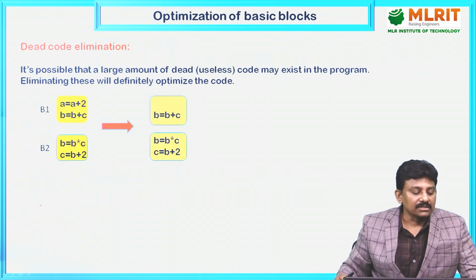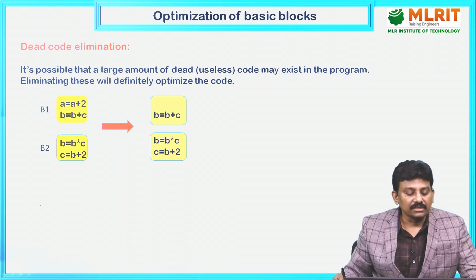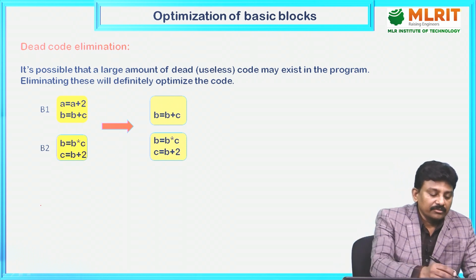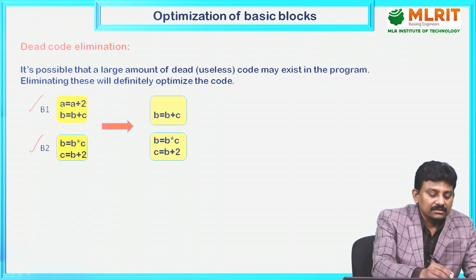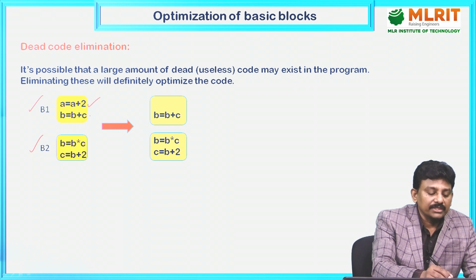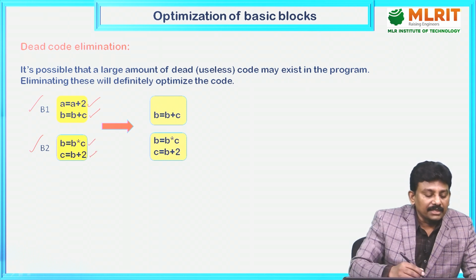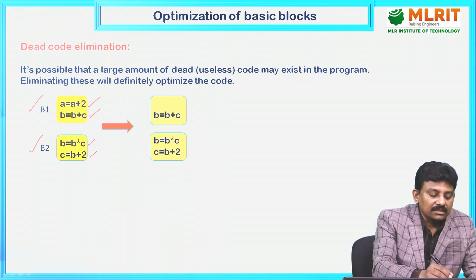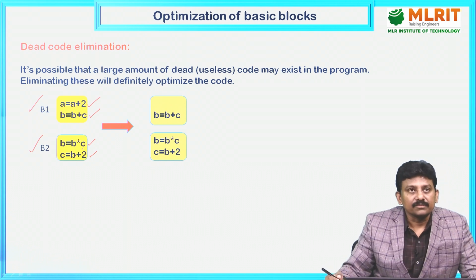Then dead code elimination. It is possible that a large amount of dead code may exist in the program, that is, useless code. Eliminating these will definitely optimize the code. For example, there are basic blocks B1 and B2. B1 will contain three address statements: A = A + 2, B = B + C. B2 will contain B = B * C and C = B + 2. But the statement A = A + 2 will not be used in subsequent basic blocks, so that is dead code. We can eliminate this useless code.